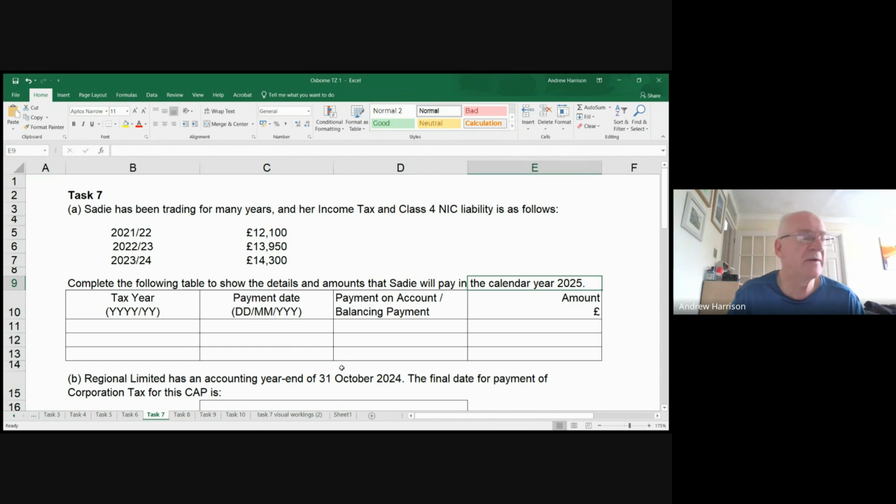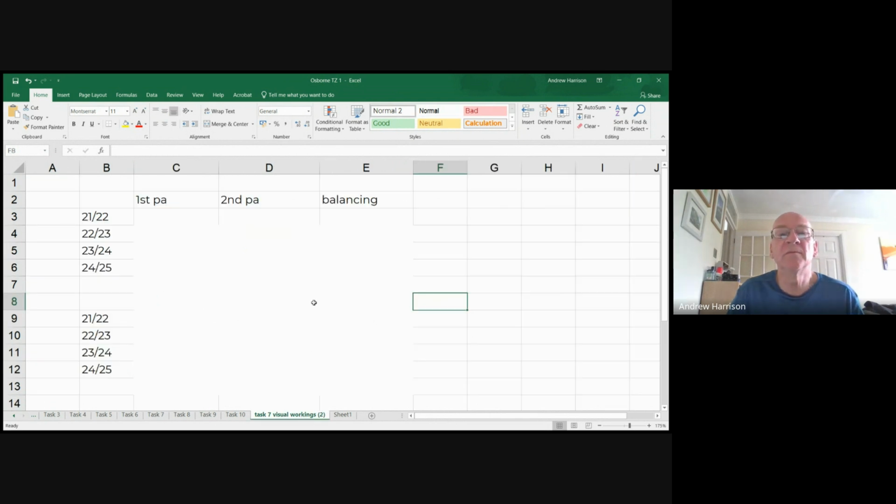So what I've actually done, and this works quite well in class, particularly when I'm teaching it, although it's a little bit of an overkill once you're really competent at this task, is some visual workings out.